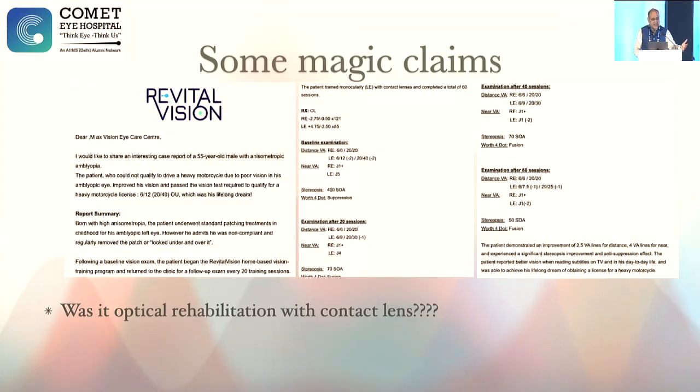Now, there are some magic claims, especially like this, which was sent to us a few days back. This was an email I think we all received. So this was an adult who was having hyperopia in one eye and was given contact lenses and Revital Vision for about 60 sittings, that is 2 months. And I think most of us would agree that if you give optical correction and give 2 months of time, the child, or an adult, would probably improve from 6/12 to 6/9, even without Revital Vision.